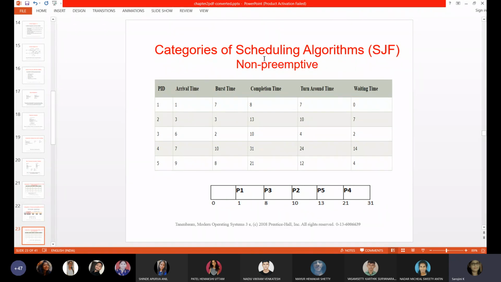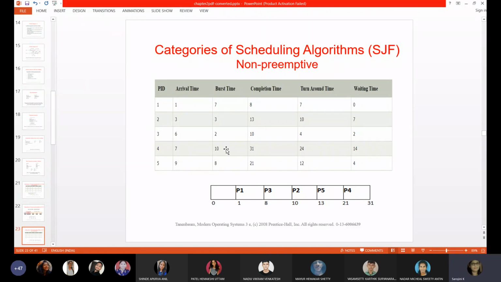Okay, so that is also under the non-preemptive scheduling algorithm. We have taken some processes P1, P2, P3, P4, P5. These are the process IDs, because we have to identify the processes. And the arrival times you see are 1 millisecond, 3 milliseconds, 6, 7, and 9 milliseconds. These are the arrival times of 5 different processes.